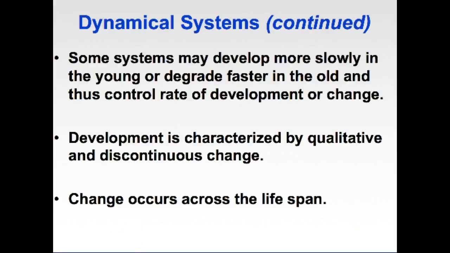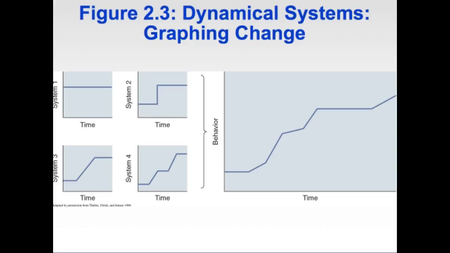Some systems may develop more slowly in the young or degrade faster in the old and thus control change or rate of development. Development is characterized by qualitative and discontinuous change, and the change occurs across the lifespan. Here's a graph explaining dynamical systems.